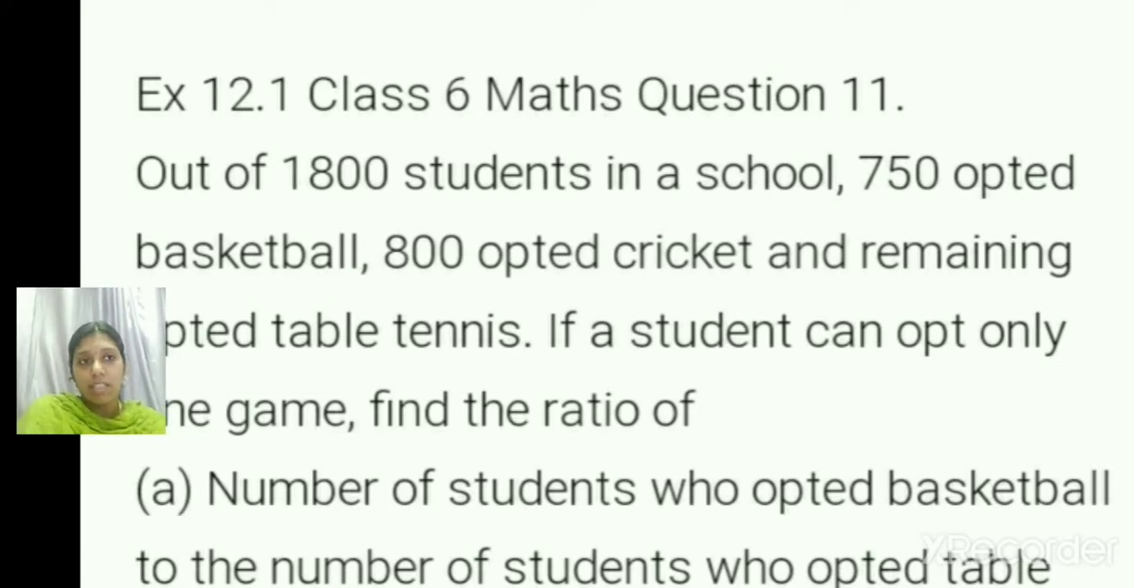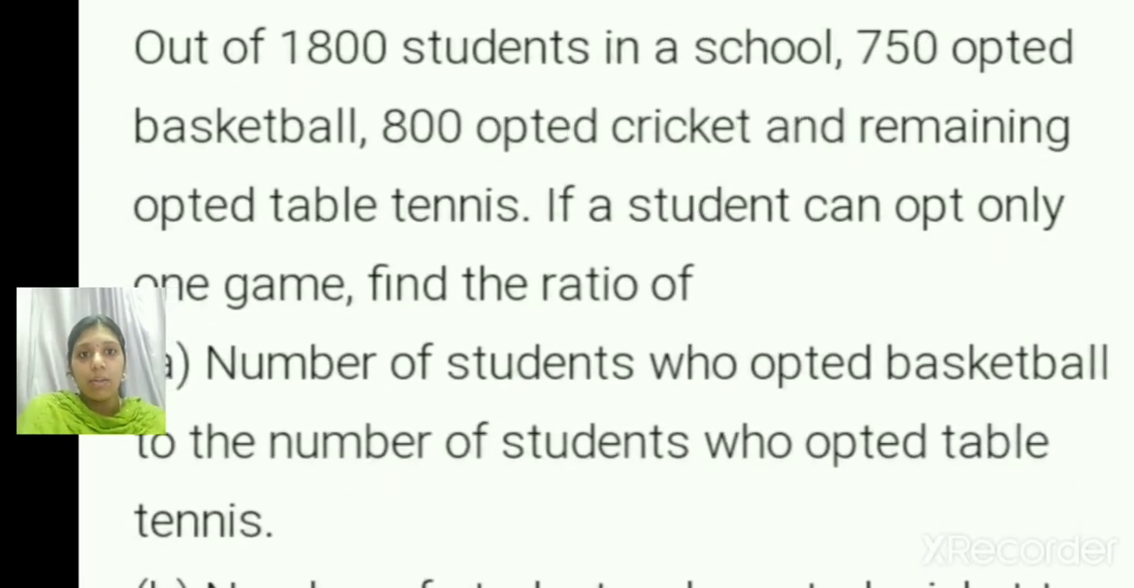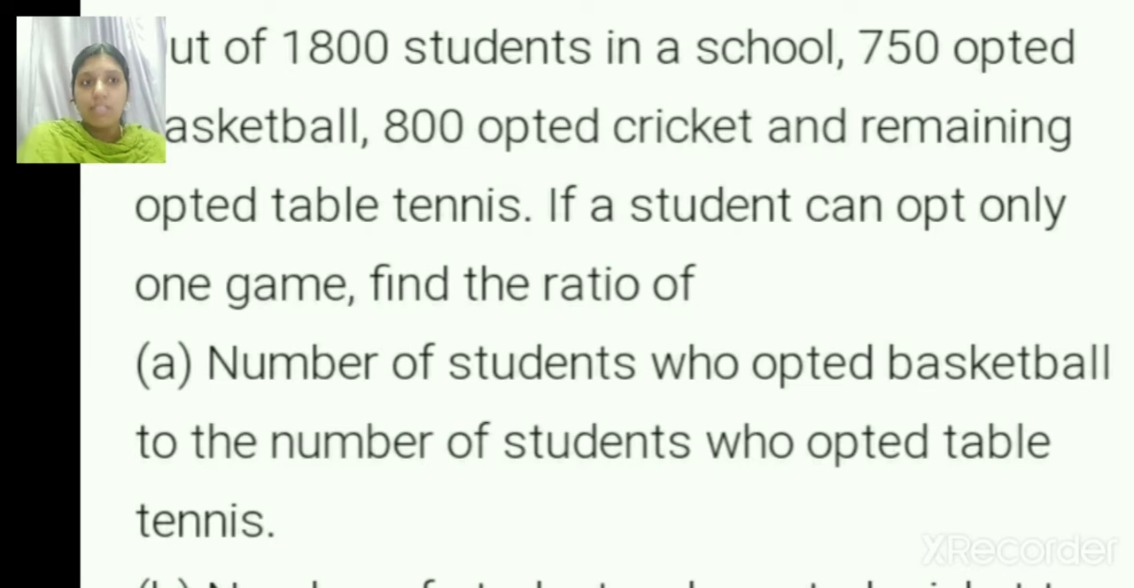Here they are saying that 750 of them opted basketball, 800 opted cricket, and the remaining opted table tennis. So we have to find how many students opted table tennis first, and after that look into the A subdivision: the number of students who opted basketball to the number of students who opted table tennis. First we find the number of students who opted table tennis, and after that we find the ratio. That is the A question.